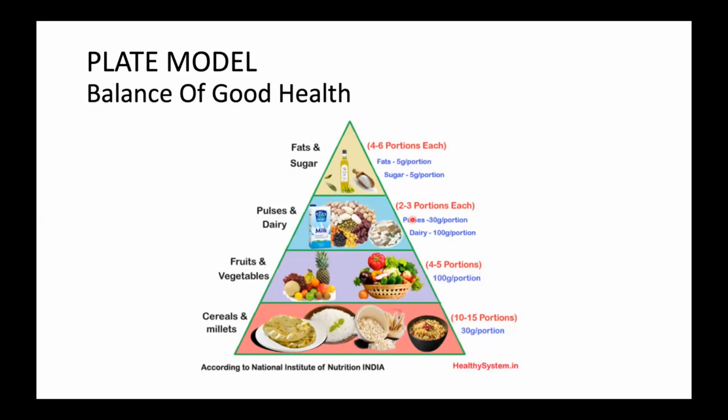Pulses and dairy should be around 2 to 3 portions, and for pulses, 30 gram is one portion, and the dairy product is 100 gram. And fats and sugar should be curtailed as low as possible, and fat should be 5 gram per portion, and this portion is around 4 to 6 portions each.